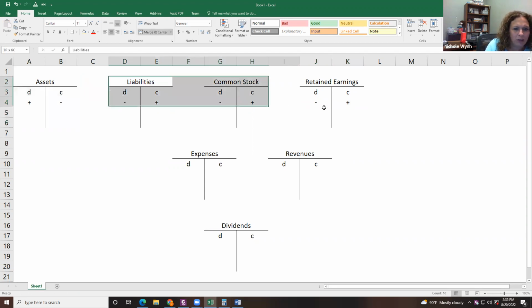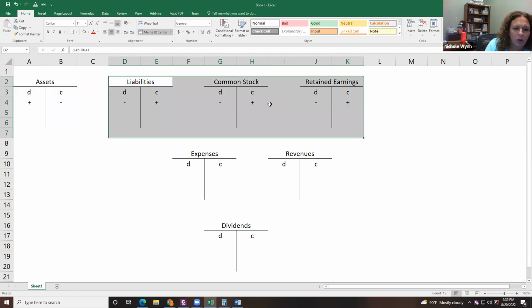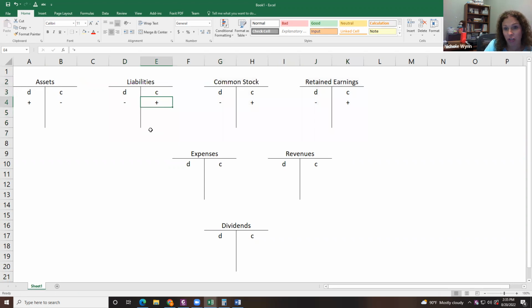Assets equal all of this. So the liabilities, common stock, and retained earnings plus is on the credit side. Now, eventually you're just going to memorize early on what side the plus is on, but I want you to know why, and that's why.